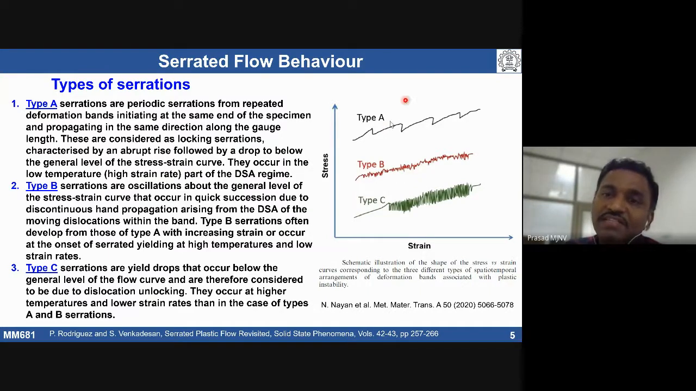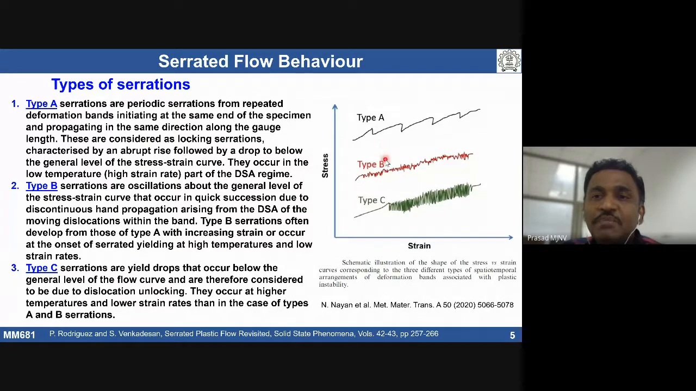Serrations depend on the temperature, strain rate, and the amount of solute atoms, precipitates. Depending on the amount of solute atoms and the difference between the atomic size of solvent and solute, we can get this kind of interaction. In case of type C serrations, these happen below the regular stress strain curve, and this usually happens at higher temperatures and lower strain rates than the case of A and B.